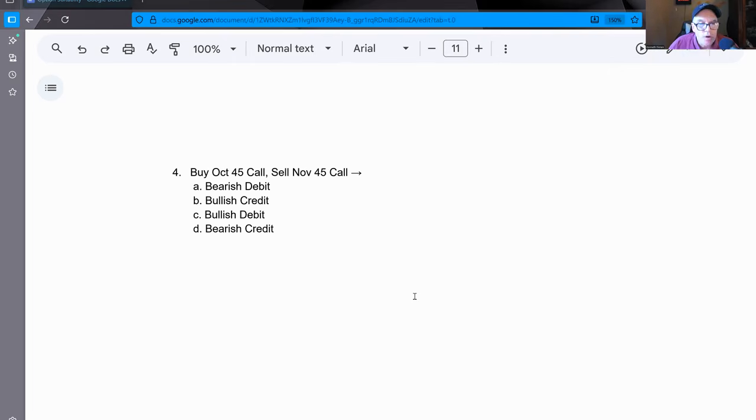Okay, now, November 45 is the dominant. That's a sell. So it's a credit. I want it to narrow, and I'm bearish. This is a bearish credit spread. D as in David.